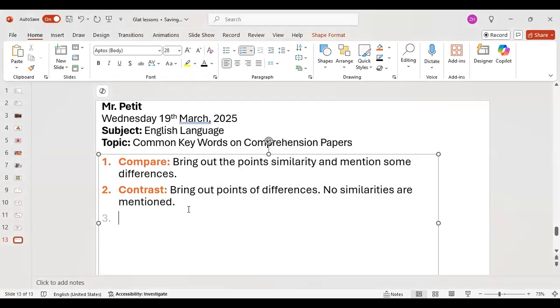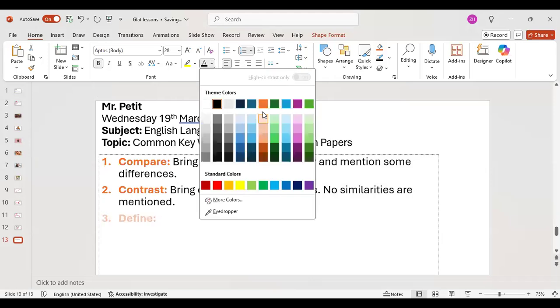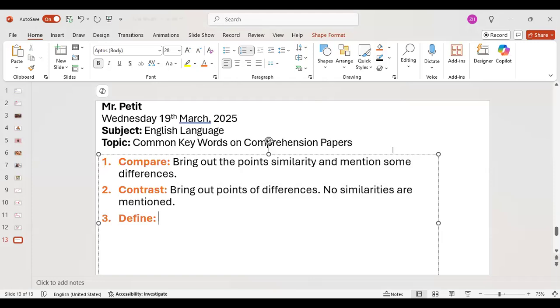Number three. Define. What does define mean? Tell the definition. Define means to do what? The definition. Describe. Give the definition.